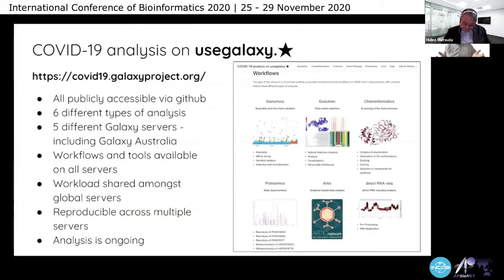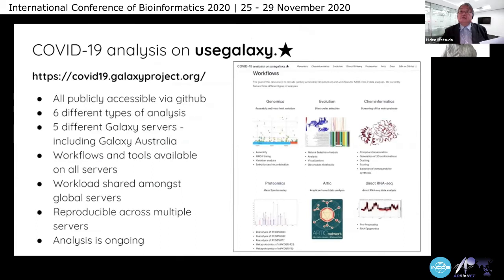We downloaded all data from everything we could get our hands on from the SRA or anywhere else that we could find COVID-19 data. And then we made it all publicly accessible via our GitHub site at covid19.galaxyproject.org. We performed 6 different types of analysis on this data and produced workflows for it all.